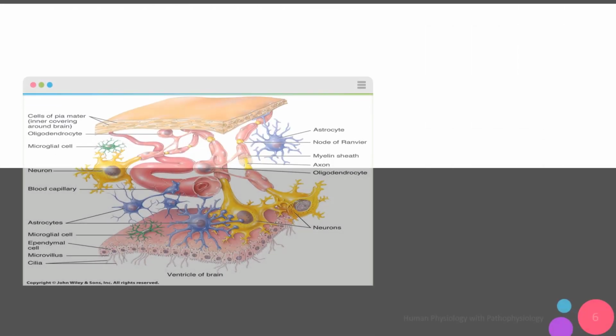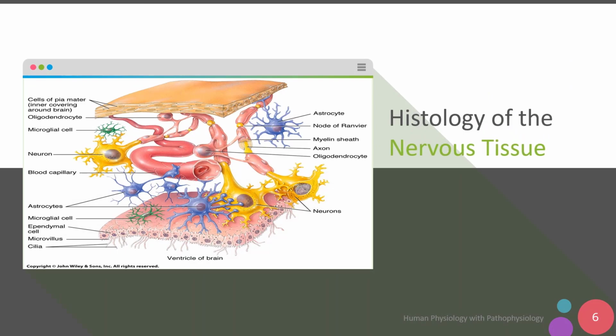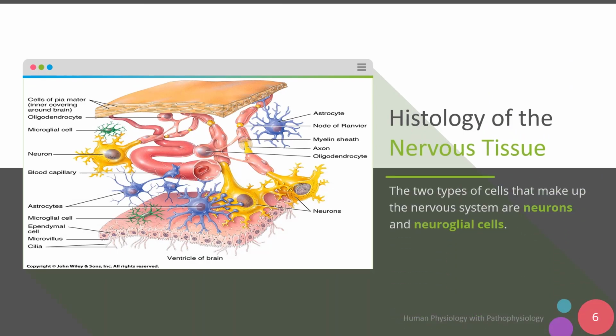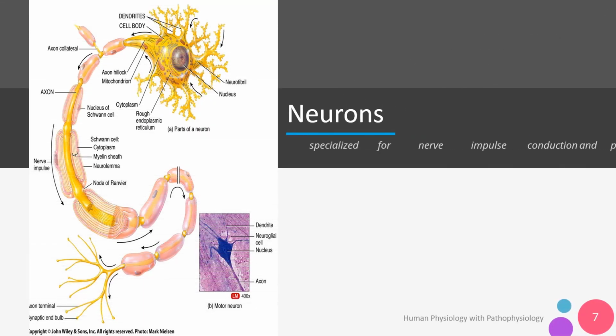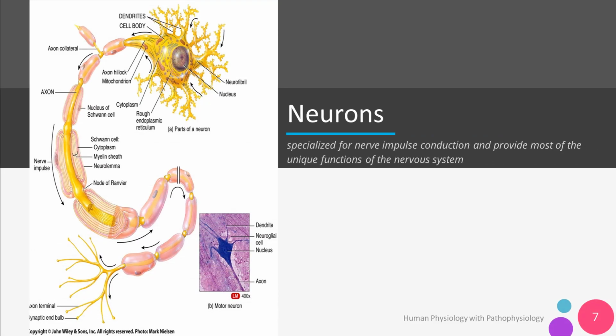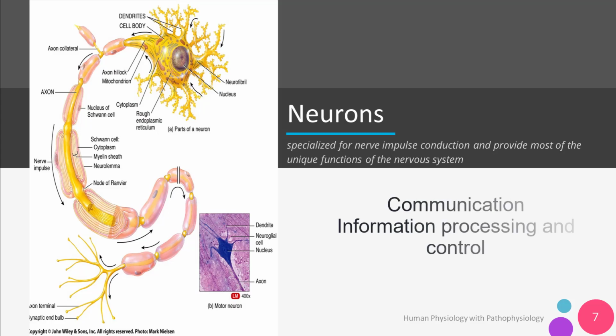Let us now move on with the histology of the nervous tissue. The nervous tissue is composed of two types of cells, the neurons and the neuroglia or the glial cells. Let us talk about neurons first. The neurons are the basic functional unit of the nervous system. It is the one responsible for sending and receiving signals to and from the CNS. It functions in communication, information processing, and control.